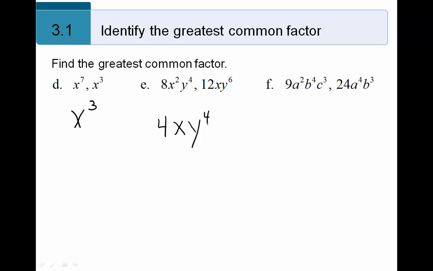Let's look at F. The largest number that will divide into 9 and 24 is 3. The greatest common factor of a squared and a to the 4th is a squared. The greatest common factor of b to the fourth and b to the third is b to the third. Notice there's a c cubed in the first term, but there is no c factor in the second term, so they can't have it in common. So it's not part of the GCF. It would just be 3a squared b to the third.